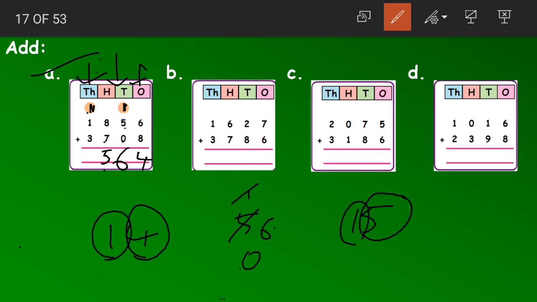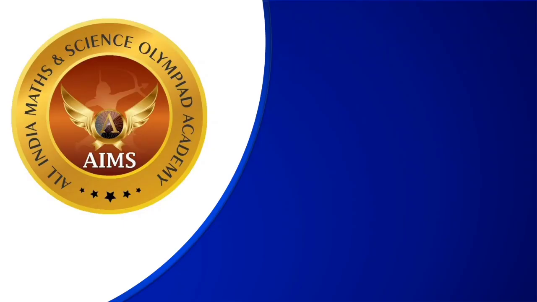Now moving on to the thousands place, we have 1, 1 and 3. Now 1 is carried from the previous place. 1 plus 1 becomes 2. 2 plus 3 becomes 5. So that is the answer. Yes children, this is all in today's class.